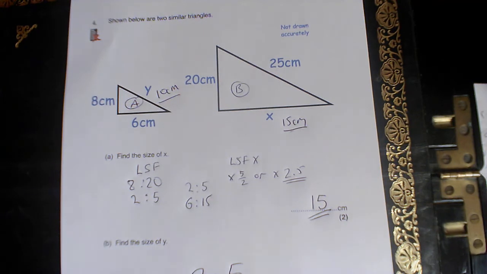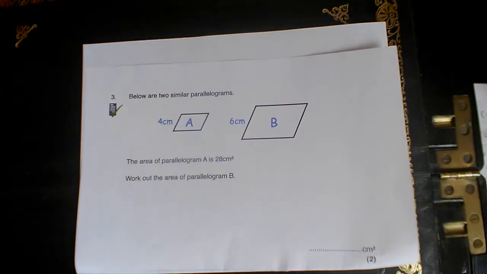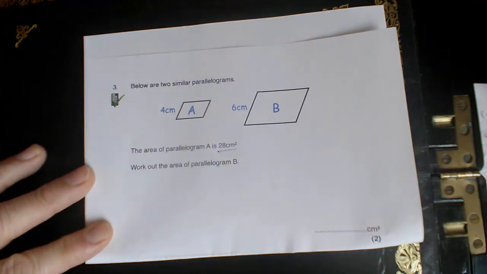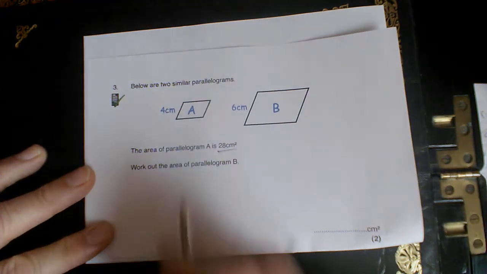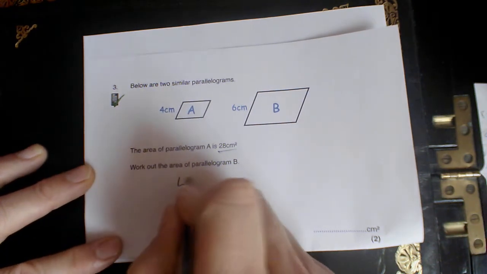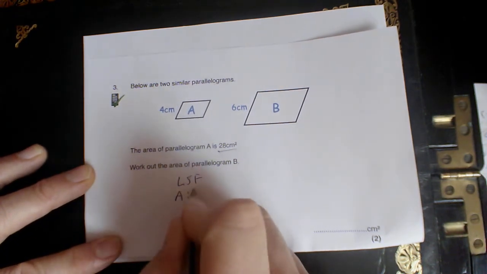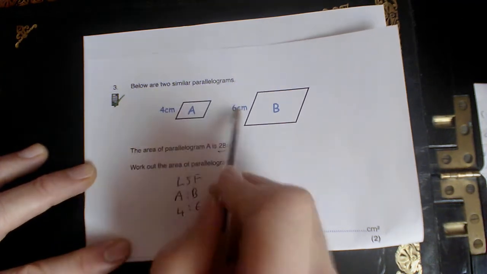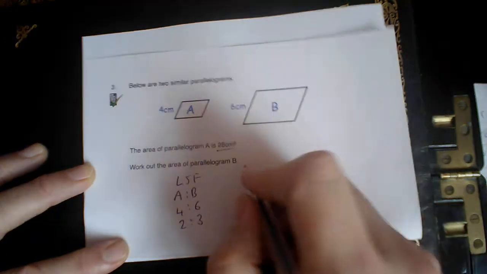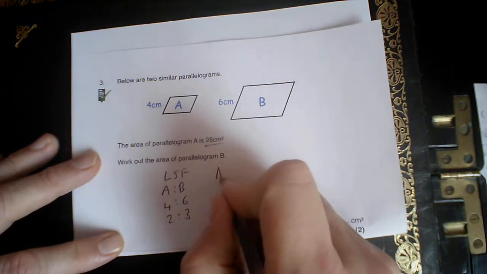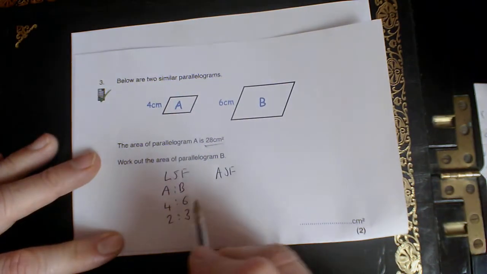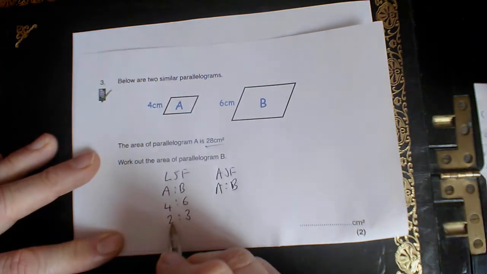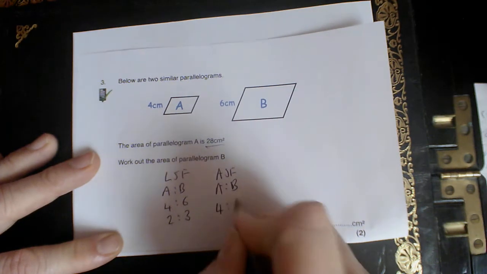Let's look at a problem involving area. Here we go. So we've got an area to find here. So we've got the length scale factor A to B. Well, it's going to be 4 to 6, or 2 to 3. And if you think about area scale factor, we square those. So the area scale factor ratio would be 2 squared to 3 squared, 4 to 9.